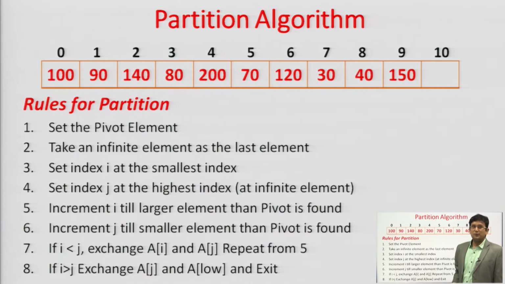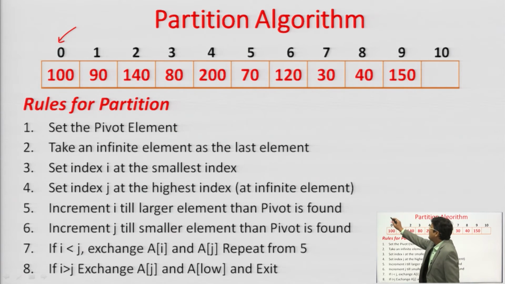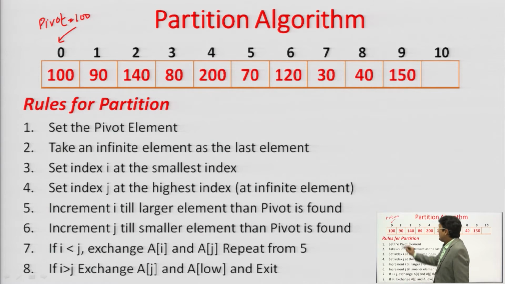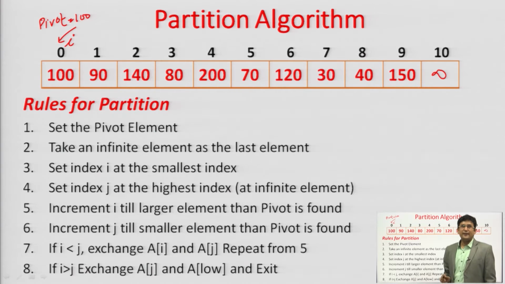To do the partition, we have some rules. Let us say we are picking up the first element as the pivot. So, here let us say 100 has been selected as the pivot. Then we will take a number i, and we are taking a number from our side, that is infinite. In case we have 10 elements in the array, the 11th element is set as infinite, and j is set at the last index, the index at which infinite is there. Infinite is nothing but the maximum element or the largest element in the array.